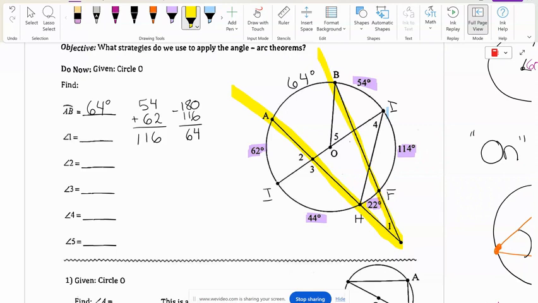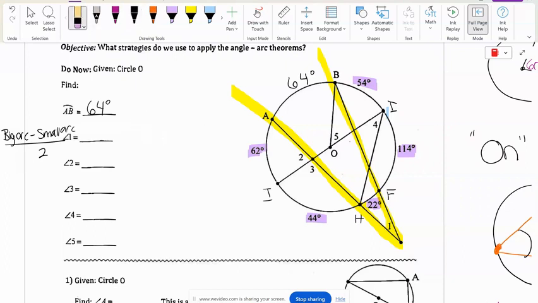So now we're going to use the outside formula. What does the outside formula tell us to do? It says big arc minus small arc divided by 2. So now, if you look at the angle like a Pac-Man mouth, you're going to see the arcs that the Pac-Man mouth is eating. So for sure, angle 1 is eating arc 22. But what's the other arc that it's also eating? The 64. So those are the two arcs.